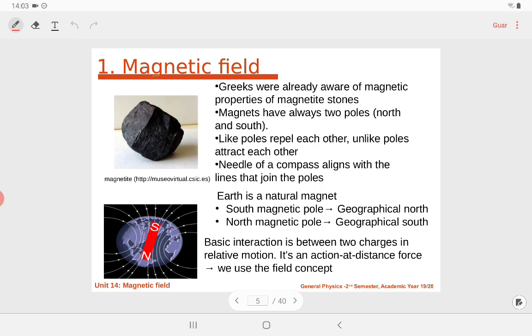In Unit 16, which completes the electromagnetism part of the general physics subject, we will see that changing magnetic fields are able to induce electric currents.